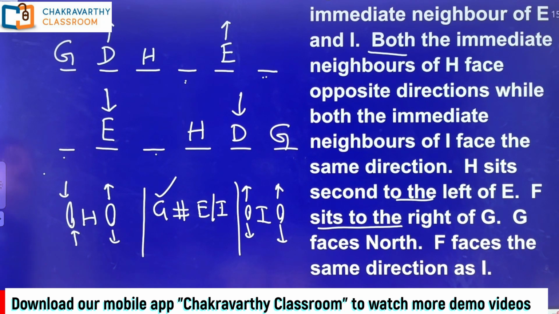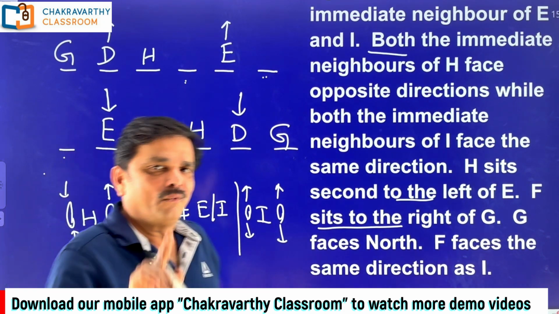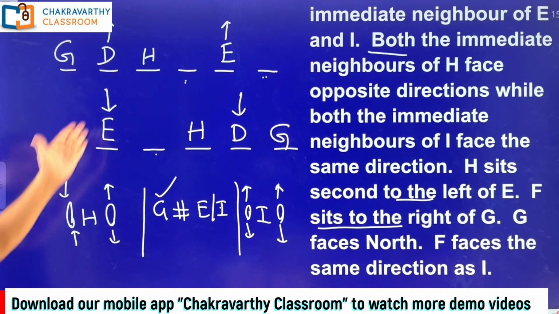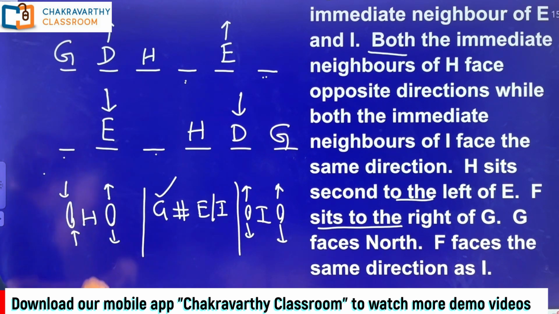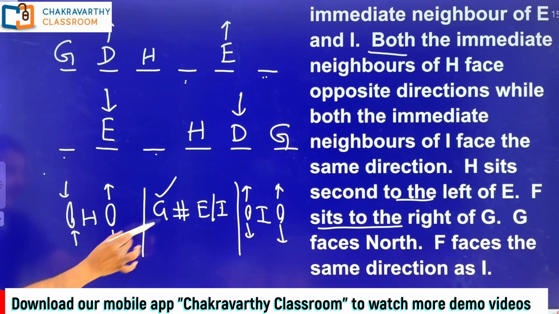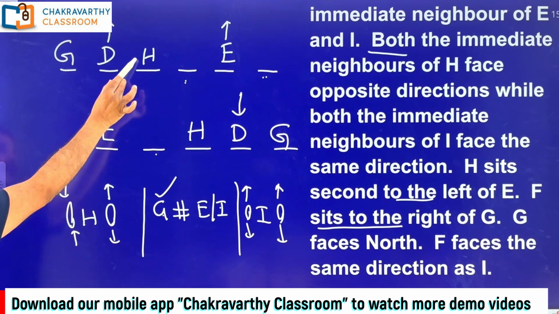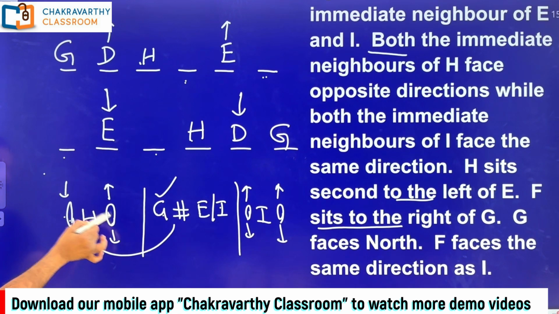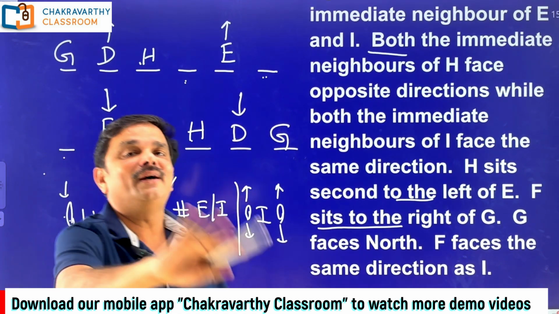Can I place I somewhere? What's the clue they have given? Clearly, even with the H information also we can take. Otherwise, start with H, after that we'll go for the next, because one by one. Now G's placement is over, H placement is over. Then after that, both the immediate neighbors of H face opposite directions there.